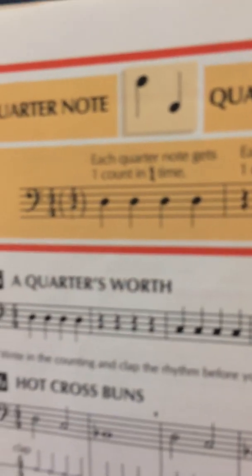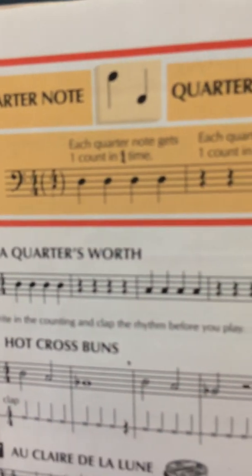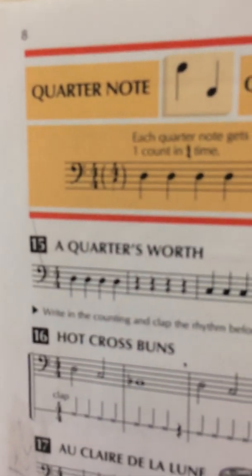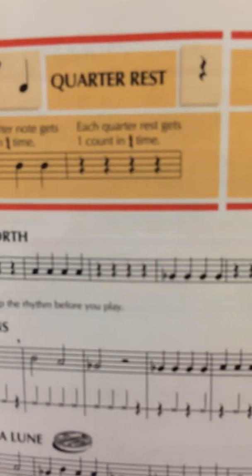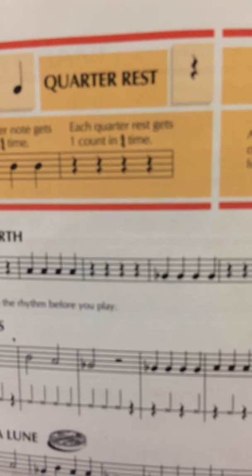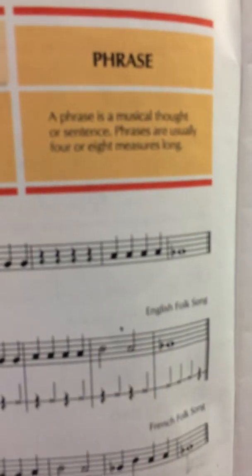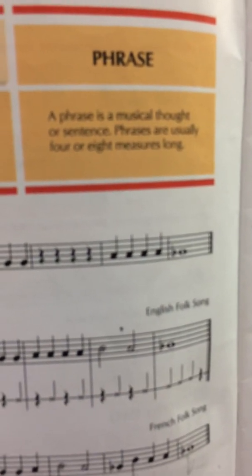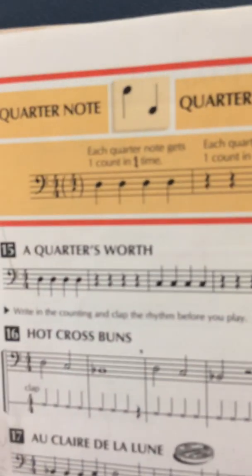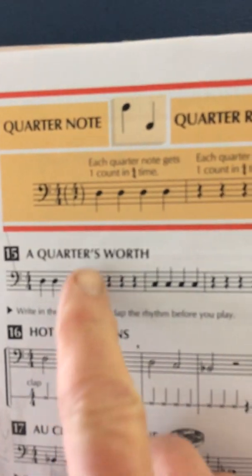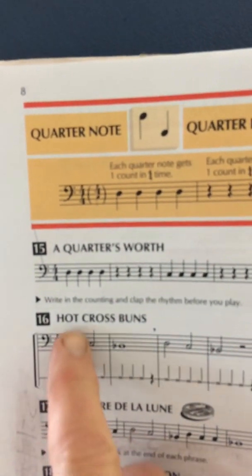So the new concepts on this page are the quarter note, the quarter rest, and the phrase. Each quarter note gets one count in 4/4 time. Each quarter rest gets one count in 4/4 time. A phrase is a musical thought or sentence. Phrases are usually 4 or 8 measures long. We won't worry too much about the phrase right away, although we may get to it. But what we really want to be concerned with is the quarter note, because this is the new rhythm.